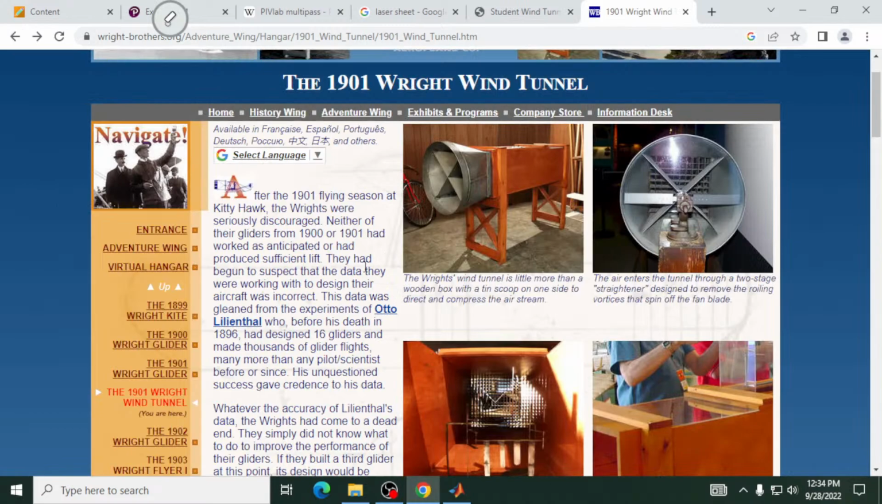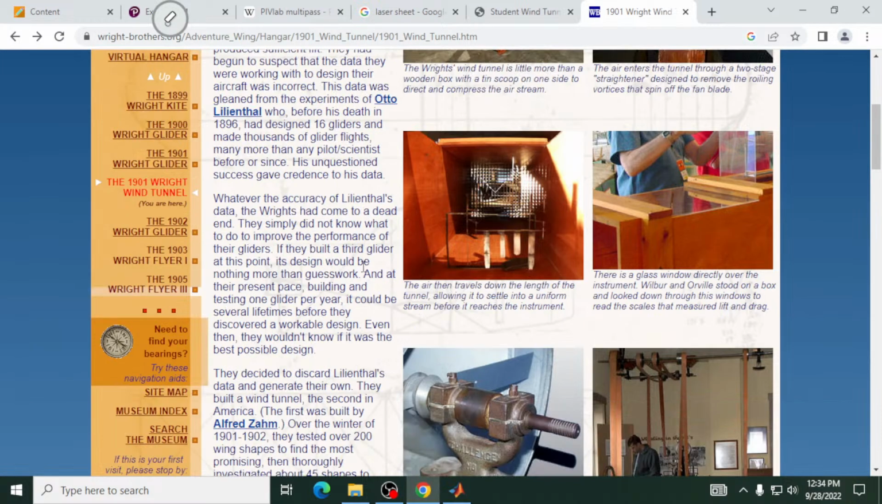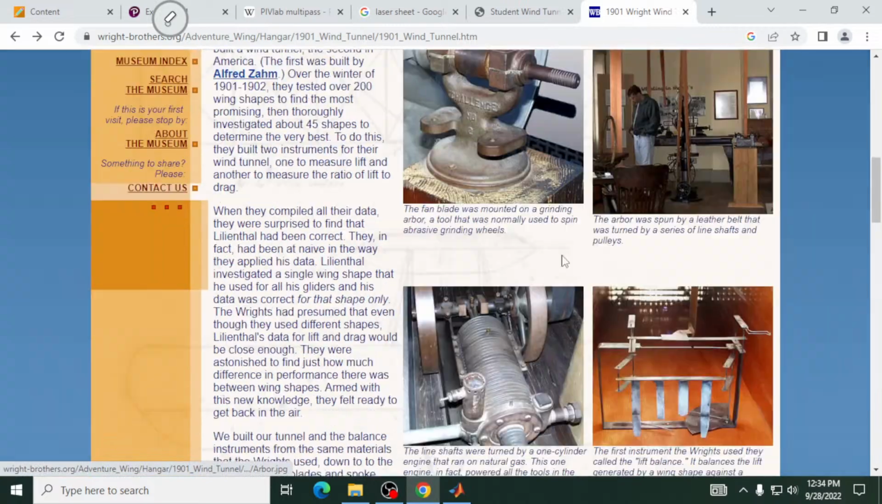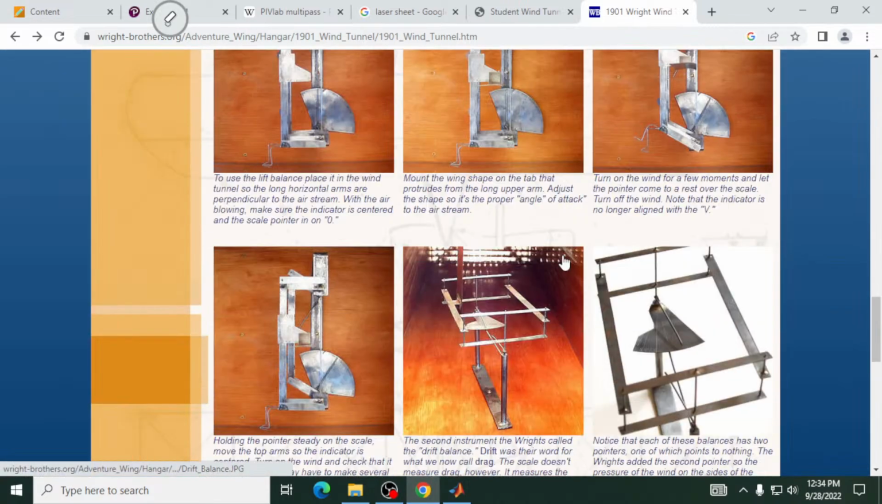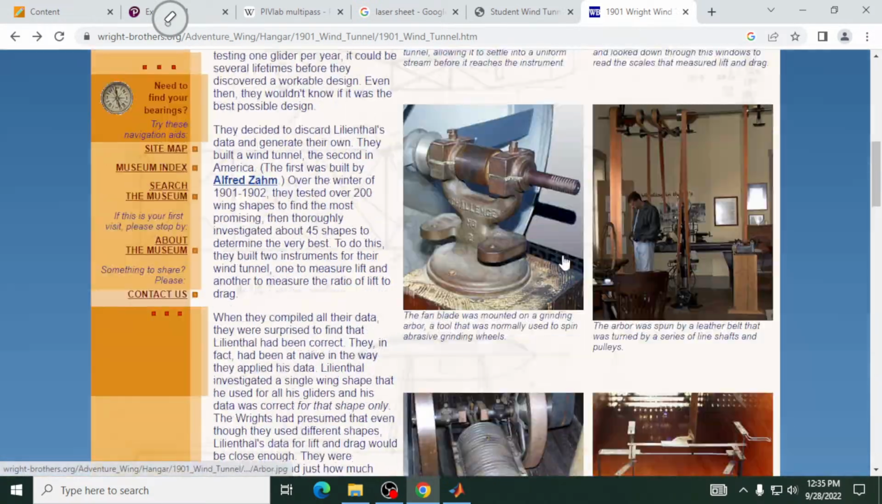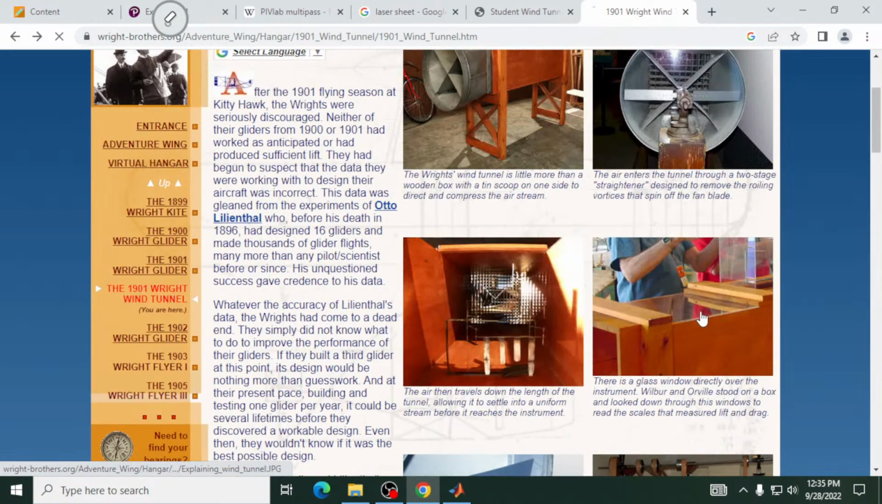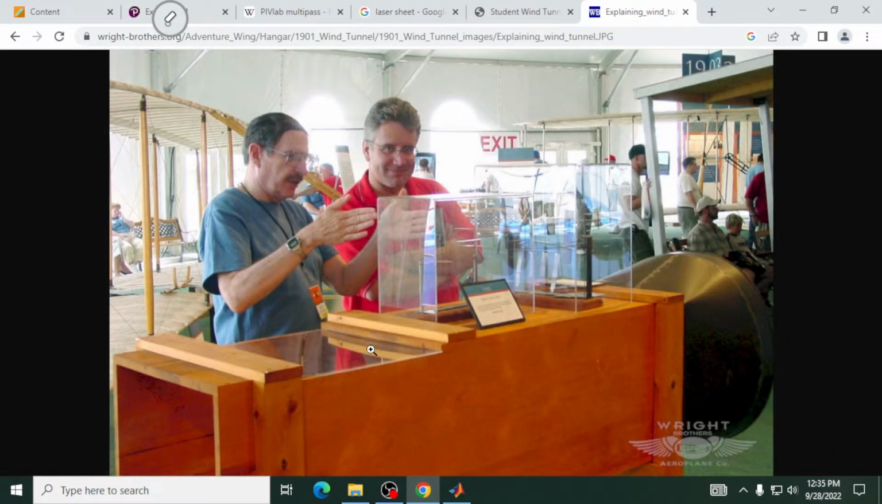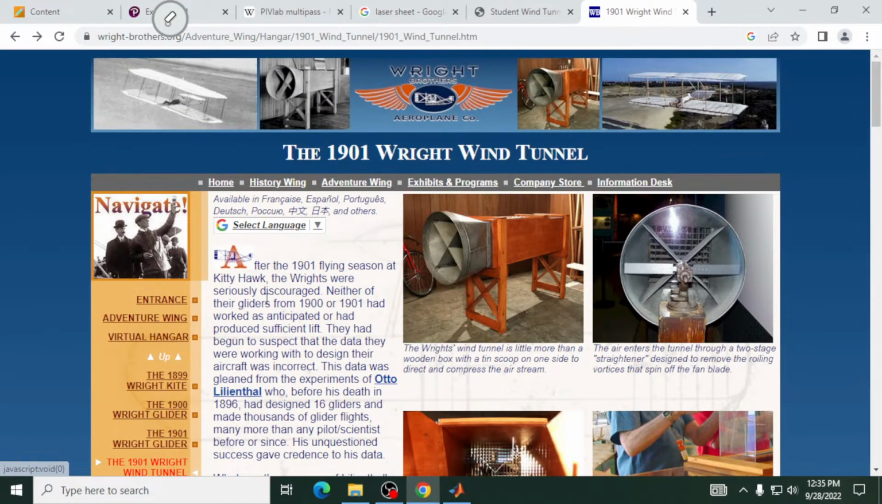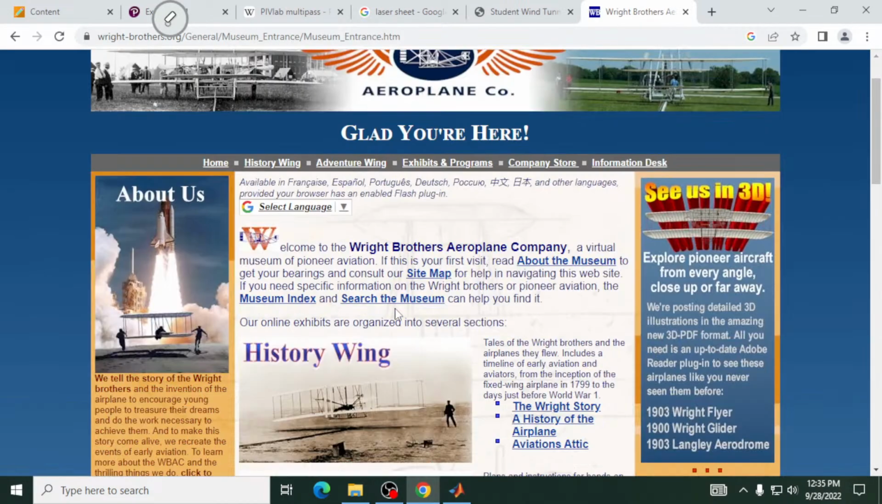How do they view it though? How do they view the wind tunnel? Looks like it's a stand up and look down a piece of glass. Okay. So anyway, there we go. So there's a glass window on the top.